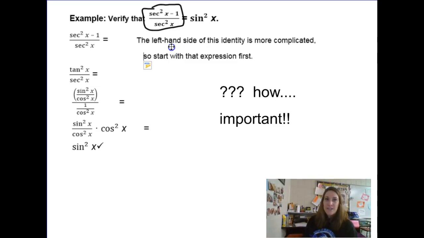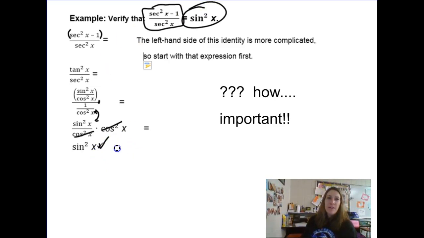But they took that left side and they started trading things out. Secant squared minus 1, they traded for tangent squared. And then they rewrote tangent squared as sine squared over cosine squared, and then they wrote secant squared as 1 over cosine squared. And then remember, when you divide by a fraction, you really multiply by the reciprocal of that second fraction. So that's what they have set up here. And then they showed, or they would have shown, that the cosine squared is canceled, leaving you with sine squared, which is the same as what we wanted.